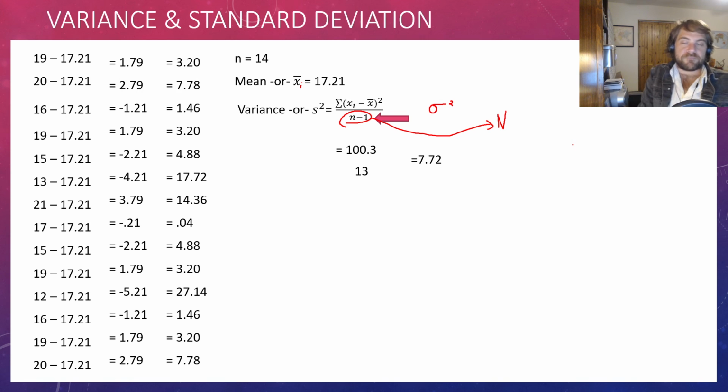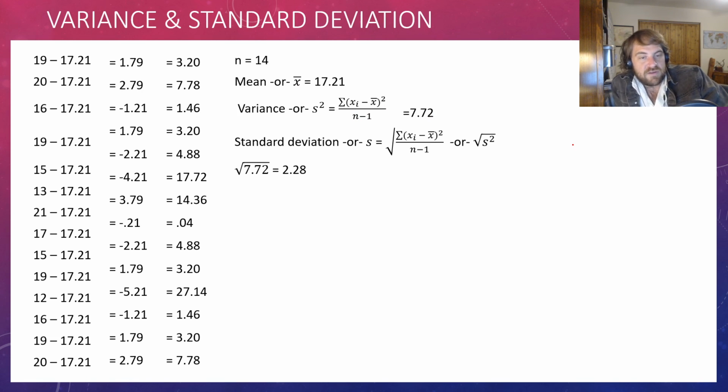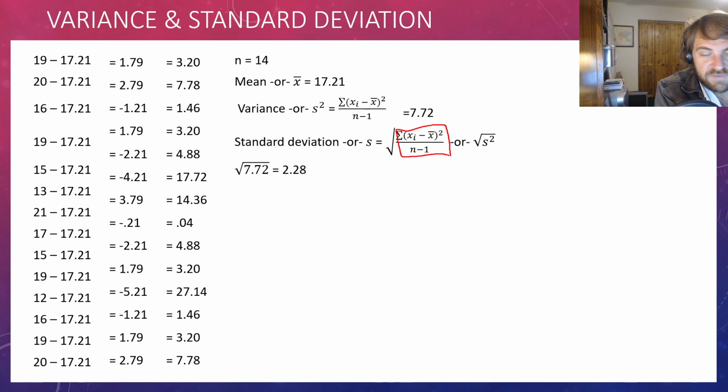What about standard deviation? Well, the formula for standard deviation that you can see here is s equals the square root of the sum of every x value minus the average of x squared over n minus 1. Well, this probably looks really familiar, right? This formula right here is the variance formula. It's the same thing. So another way you could write the formula for standard deviation is the square root of s squared, the square root of variance. So you take the square root of the variance. The variance, of course, is 7.72. And you take the square root of it, you get 2.28. So that means the standard deviation is 2.28.